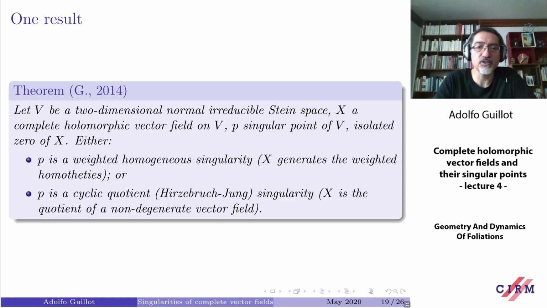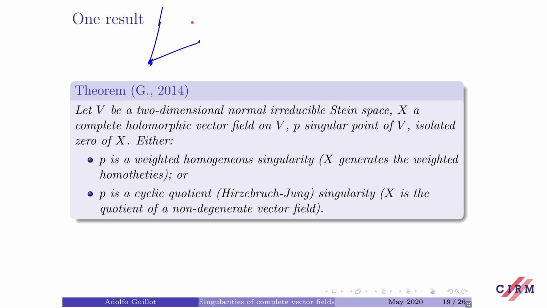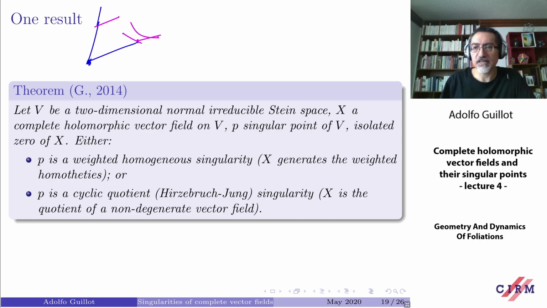So suppose you have a two-dimensional normal irreducible Stein space B. So this is Stein, so you have to think of it as a very complete Stein space. And I have a complete vector field, and I have P, a singular point of the space that's an isolated zero of my vector field. So the vector field possibly has a curve of zeros, maybe invariant, maybe not, but these curves of zeros do not accumulate to the singular point. So the theorem says that we have two situations. The first one is that P is a weighted homogeneous singularity. I will give you an example in a minute. And the other one is that P is a cyclic quotient, or Herzog-Jung singularity.